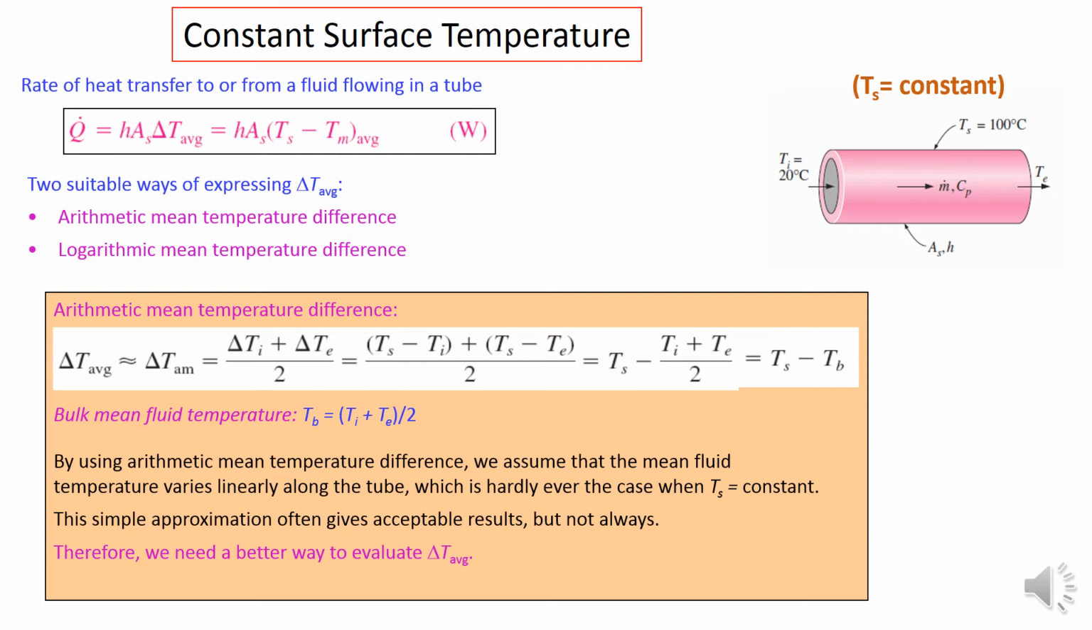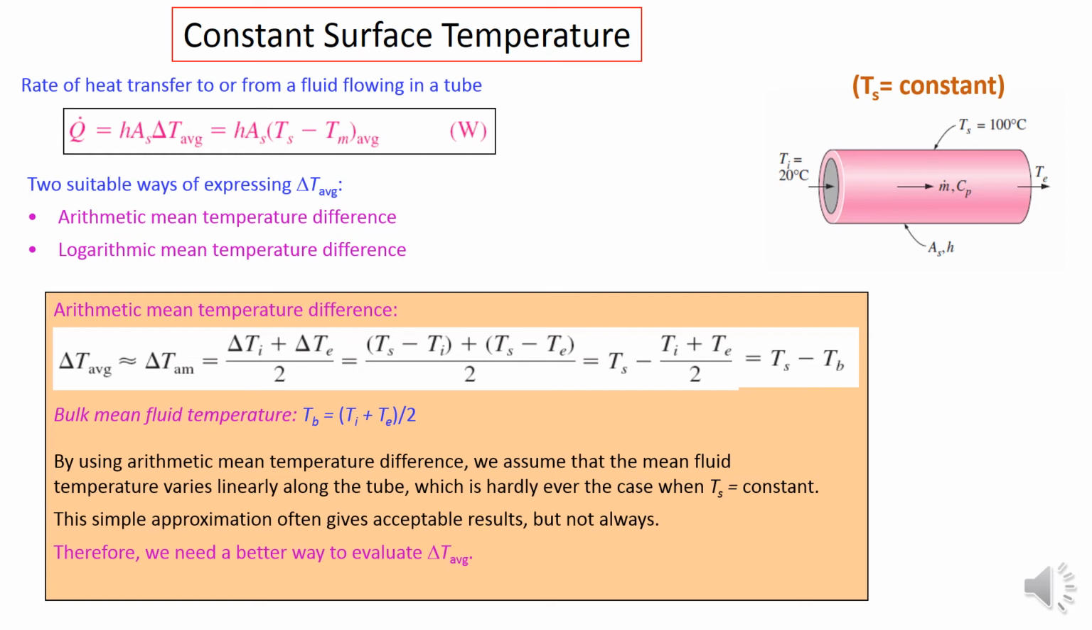So from this expansion of temperature, we can rearrange it to the surface temperature minus Tb. Tb here is the bulk mean fluid temperature, which I already explained in the previous video, and it is given here as Tb equal to the average of the inlet and exit temperature. Okay, there is a note here.